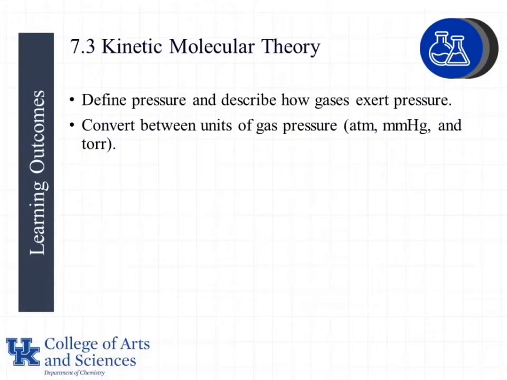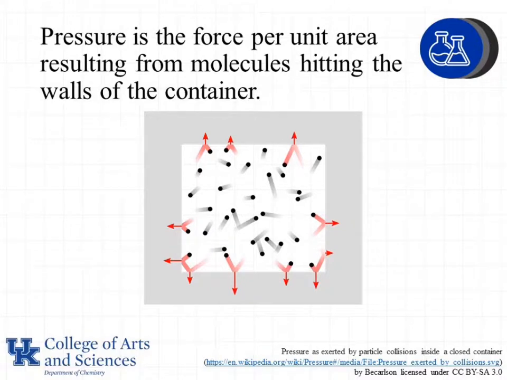In this lesson, we're going to look at pressure and how to convert between units of pressure. Pressure is determined by the force per unit area, which results from molecules hitting the walls of a container. Remember that gas molecules are moving around in constant motion, and as a result, they collide with the sides of the container, and that's what determines the pressure.